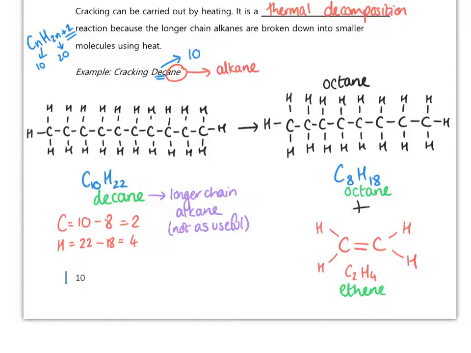So what we formed is octane, which is a shorter alkane. It's only 2 carbons shorter, but already it is more useful. It is used as fuels because it's more flammable, and that's summarised at the top of the page. And we also form an alkene called ethene. And as we said earlier on, they're quite often used to make polymers such as plastics.